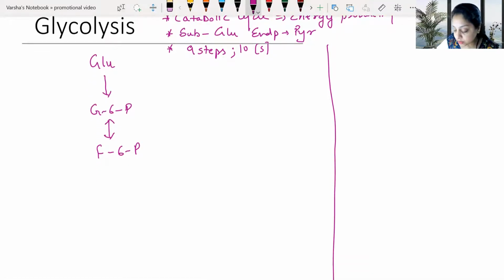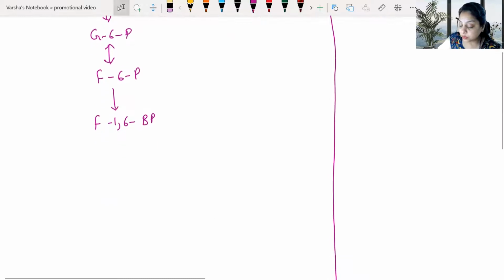So fructose 6-phosphate, that is just having what? How many phosphates? Just one phosphate. So we add on one more phosphate to it. That gives us fructose 1,6-BP. That is B for bis, P for phosphate, right? And then we move on further.